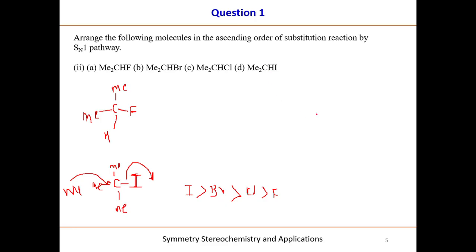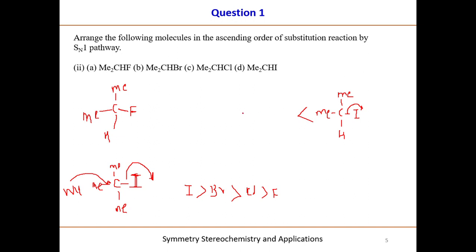The carbocation formation will be easy. So the second step will be easy to occur here. Because the rate of reaction is based on the first step in this SN1 pathway, and the first step has a good leaving group, it will be more feasible. So this molecule will show the highest rate of substitution reaction with the SN1 pathway.